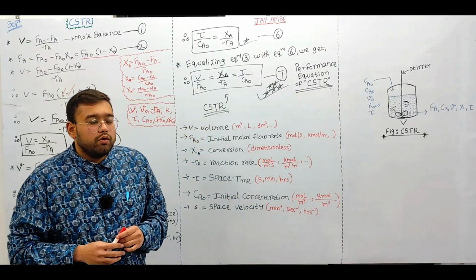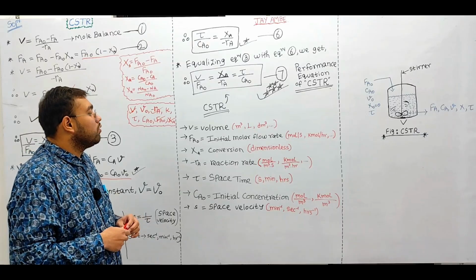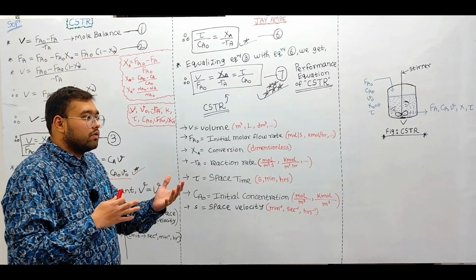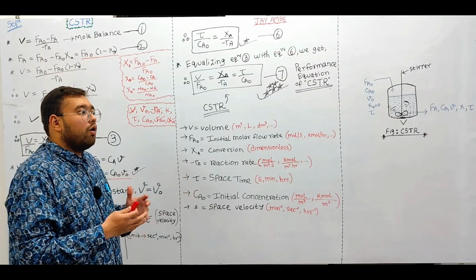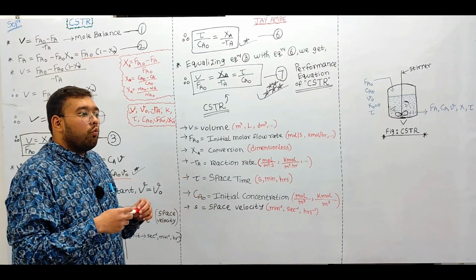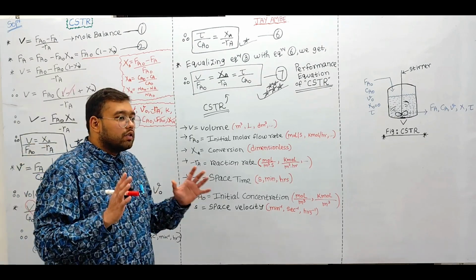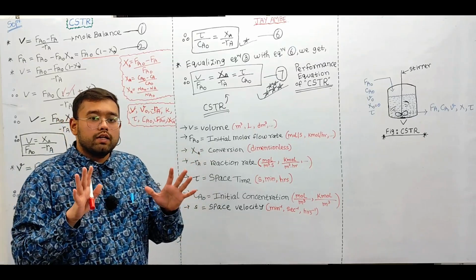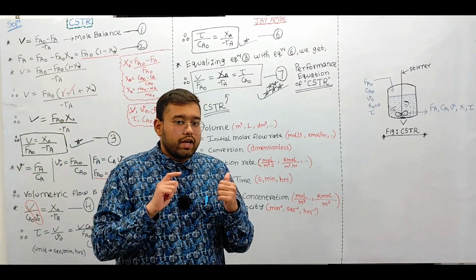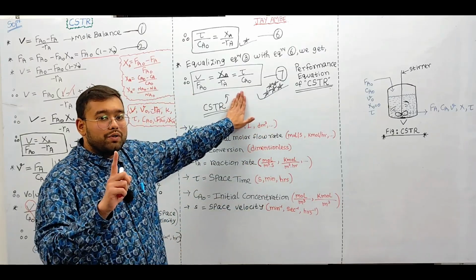In order to achieve the desired conversion, what molar flow rates should I set? How large a volume of reactor is required? What will be my rates of reaction? How will the concentration vary? All these things will be answered by understanding the performance equation of the CSTR. I hope you have understood.